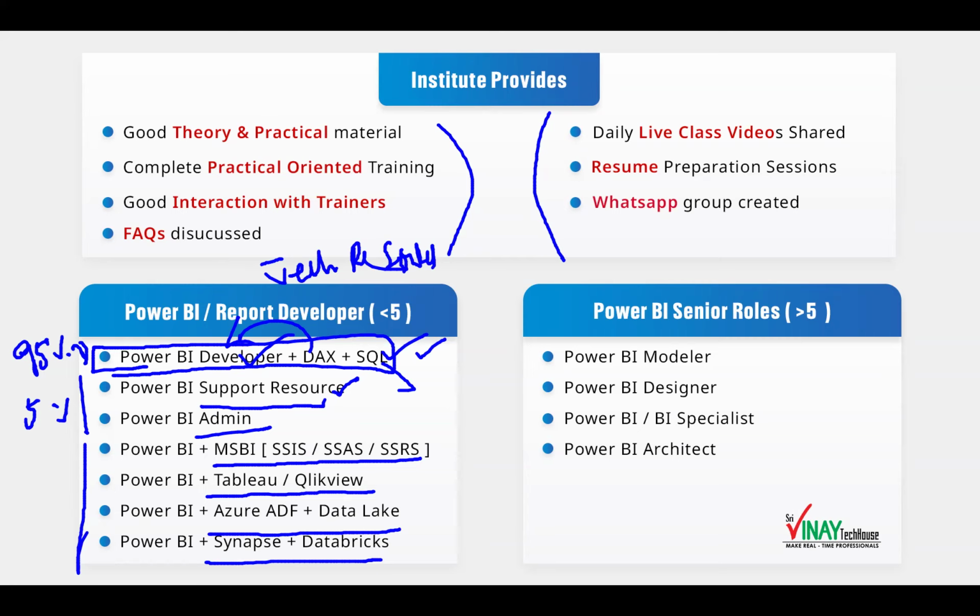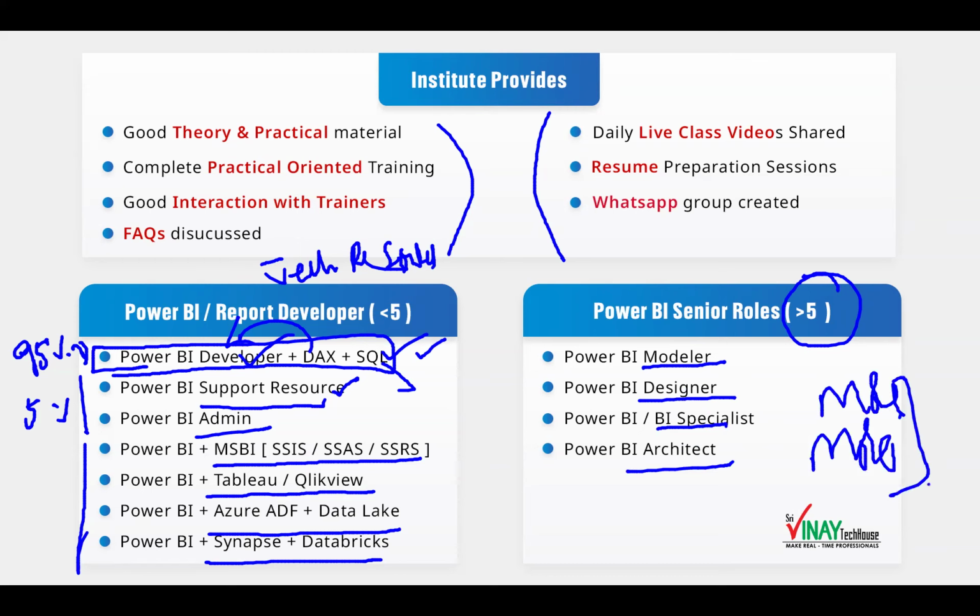Got clarity? Now, more than 5 years, sir, I want to try in the market only in Power BI. Then Power BI modeling role, designer role, specialist role, architect role are available. More demand now, and companies are offering more packages. They are even ready to give a 10 years candidate a 30 lakhs plus package for these positions. So if you're looking for a long-lasting career, yes, these are the opportunities available.